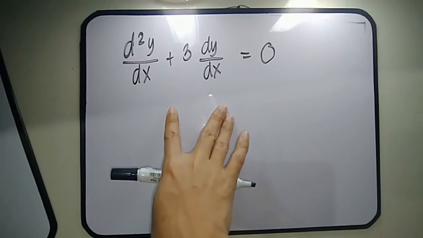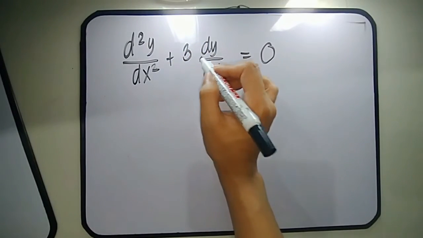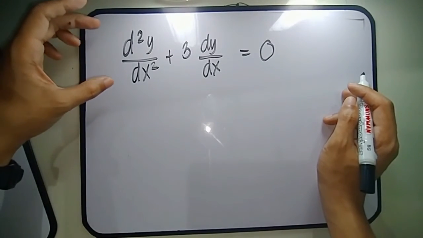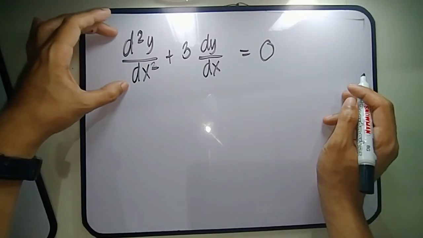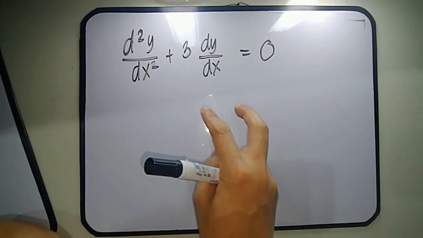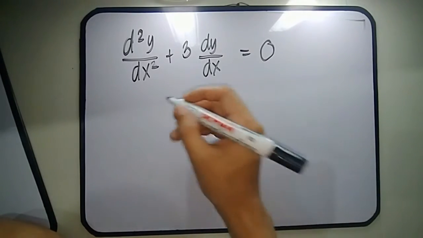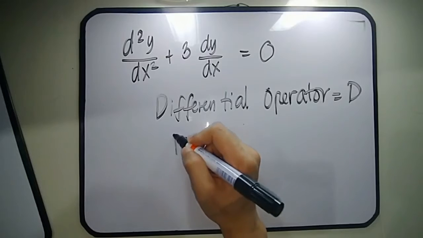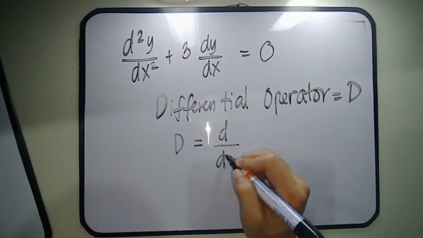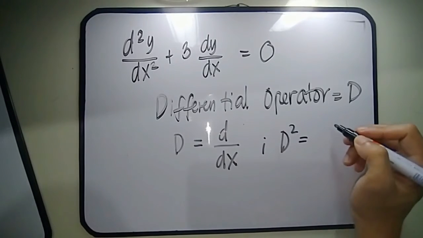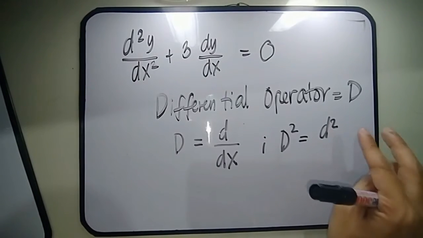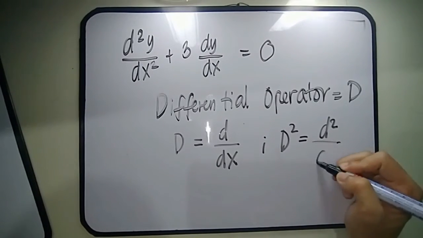In this problem, we have the second derivative of y plus 3 times the first derivative equals 0. So this is the form. If we notice, we have a decreasing order: y double prime, then y prime. If this is the case, we introduce what we call the differential operator. A differential operator means we have D, that is the derivative of your dependent variable with respect to x. Then we have D squared, that is the second derivative. We don't include the dependent variable with respect to x.